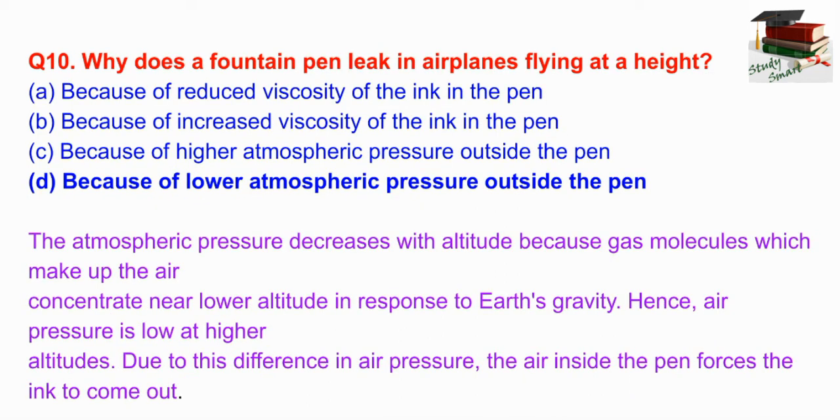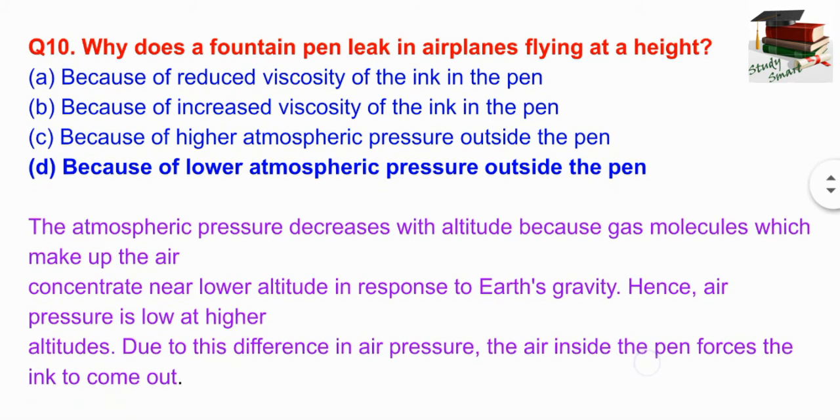Now see the next question. Why does a fountain pen leak in an airplane flying at a height? Option A, because of reduced viscosity of the ink in the pen. Option B, because of increased viscosity of the ink in the pen. Option C, because of higher atmospheric pressure outside the pen. Option D, because of lower atmospheric pressure outside the pen. So option D is correct, because of lower atmospheric pressure outside the pen.